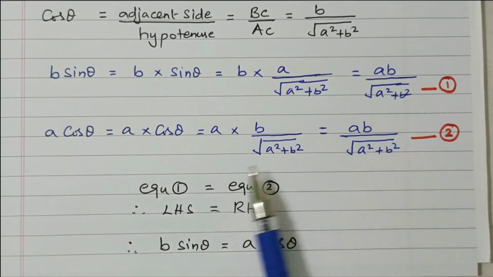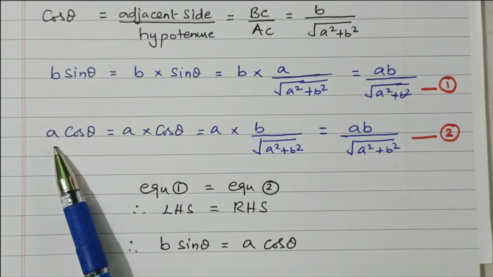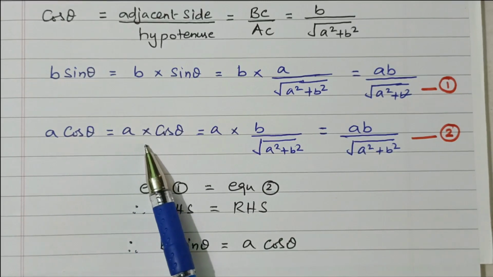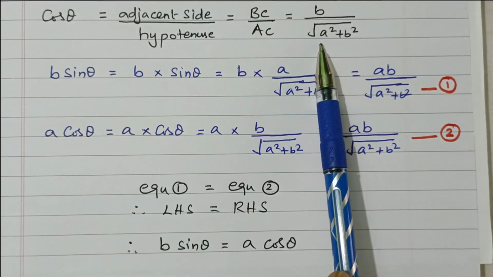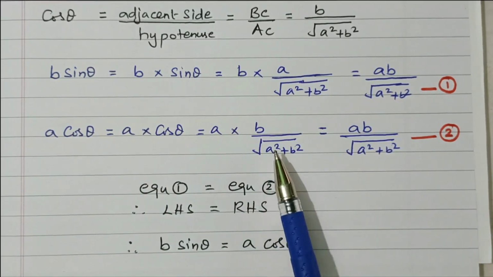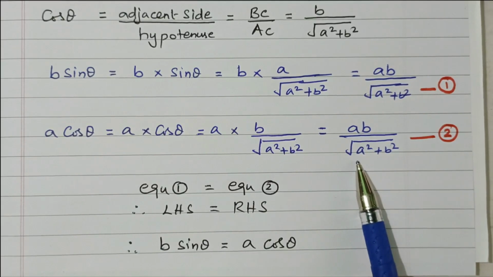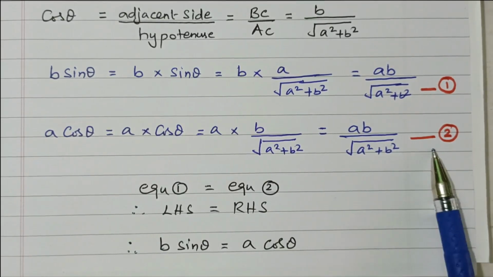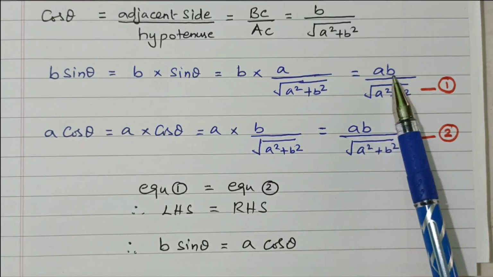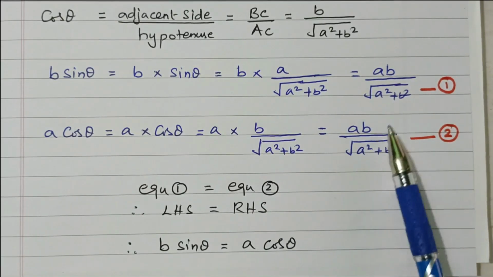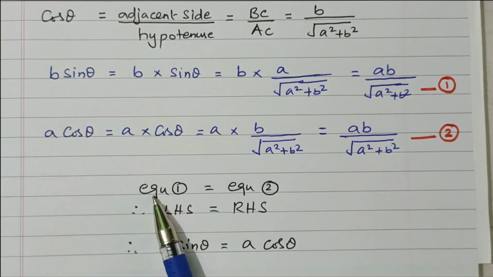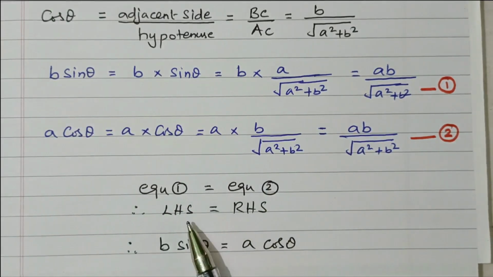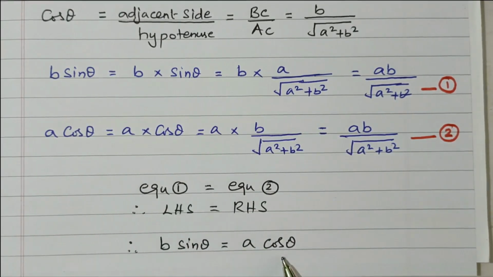We take this as equation 1. And another thing, the other side is a cos theta, equals a into cos theta. So a into the cos theta value, b divided by square root of a square plus b square, is also ab divided by square root of a square plus b square. Take this as equation number 2. See, this side is equal. Both expressions gave the equal value. So equation 1 is equal to equation 2. So right hand side is equal to left hand side. So b sin theta equals a cos theta.